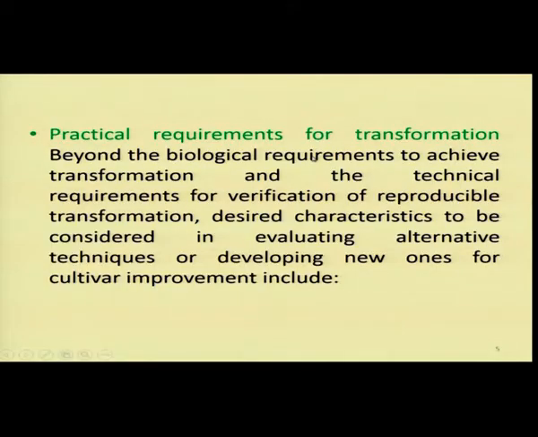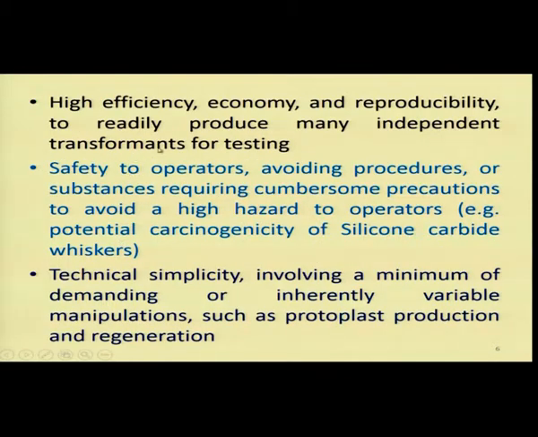So what are the practical requirements? Beyond the biological requirements to achieve transformation and the technical requirements for the verification of the reproducible transformation, the desired characteristics to be considered in evaluating alternative techniques or developing new ones for cultivar improvement include: 1. A high efficiency, economical and reproducible protocol which would readily produce many independent transformants for testing.